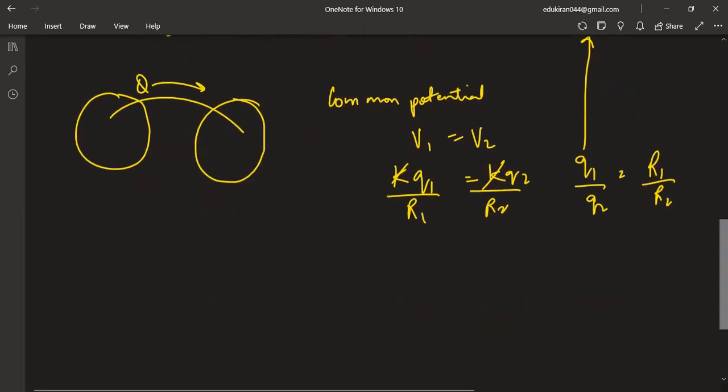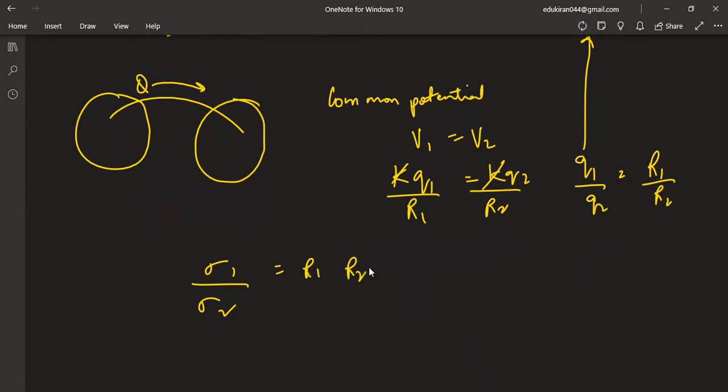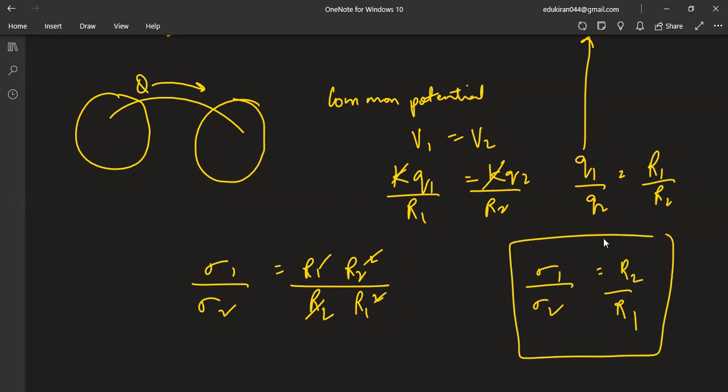Now we can replace this Q1 by Q2. So if you put it in sigma 1 by sigma 2, it becomes R1 into R2 square by R2 into R1 square, with Q1 by Q2 replaced by R1 by R2. So at least these squares get cancelled. Finally, you have the answer sigma 1 by sigma 2 as R2 by R1, which is option B, correct. Those who haven't written, write it down.